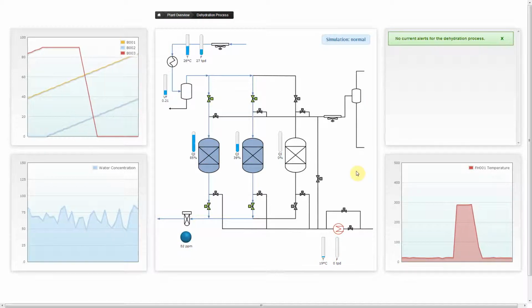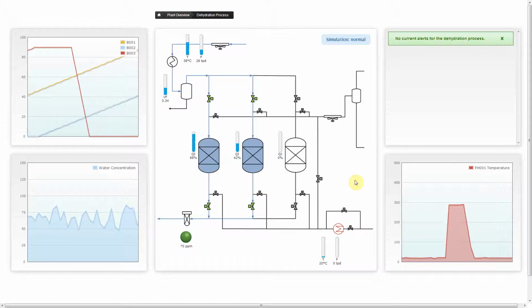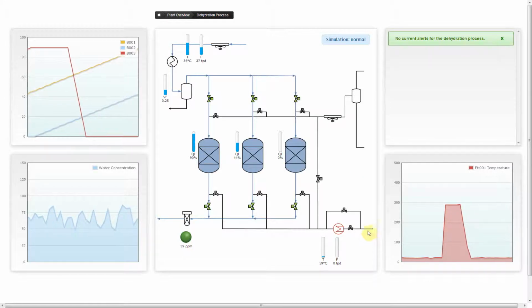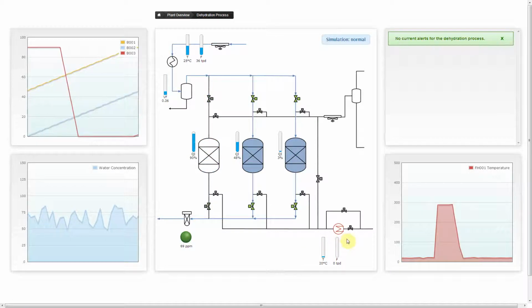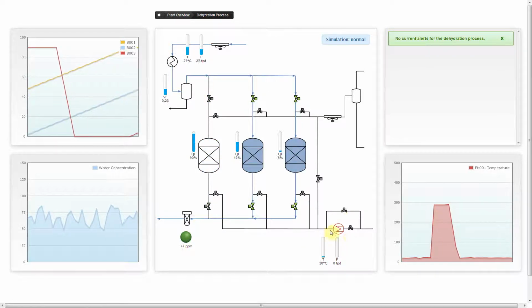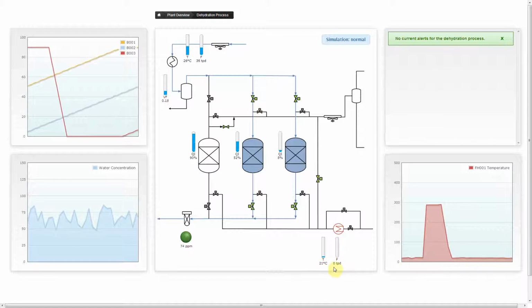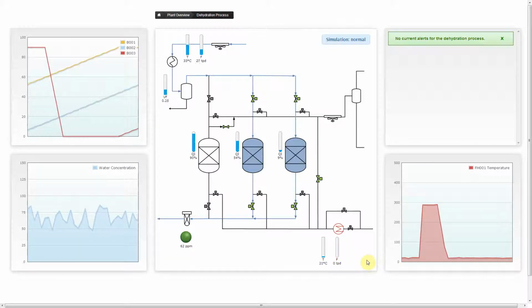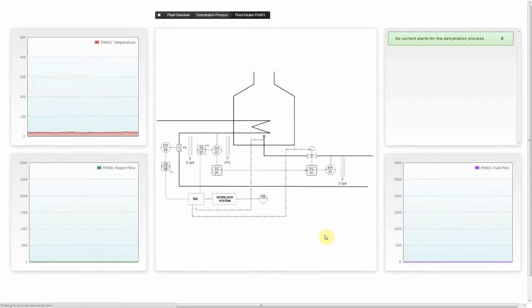So this process continually happens. Now, one of the things I should also mention is the gas that is being used in the regeneration process. It's heated using a fired heater, which we can see down here. And we're also given a temperature and flow rate for this gas. So let's go into our fired heater and have a look at what it's doing at the moment.